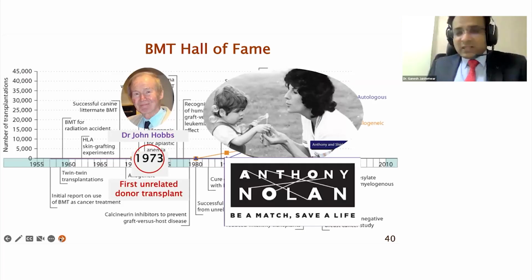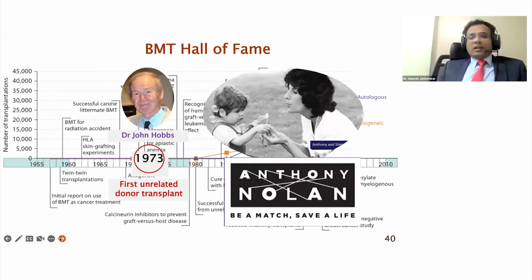Motivated by this, Shirley Nolan, whose son Anthony Nolan, 1.5 years old, had very severe Wiskott-Aldrich syndrome, unfortunately succumbed. But motivated by this news of Simon Bostic, Shirley Nolan moved to the UK, and she was the founder of the first international unrelated donor stem cell registry, Anthony Nolan, in the UK.